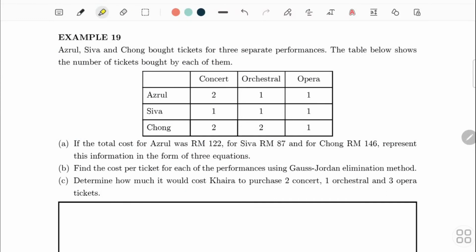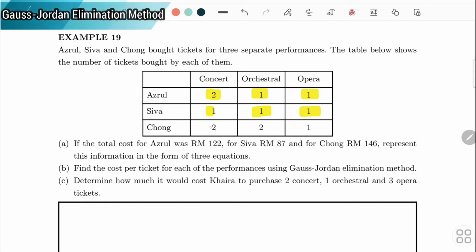Example 19. Azro, Siva, and Chong bought tickets for three separate performances. The table shows the number of tickets bought by each of them. Azro bought 2 concert tickets, 1 orchestra and 1 opera. Siva bought 1 concert ticket, 1 orchestra and 1 opera ticket. Chong bought 2 concert tickets, 2 orchestra and 1 opera ticket.